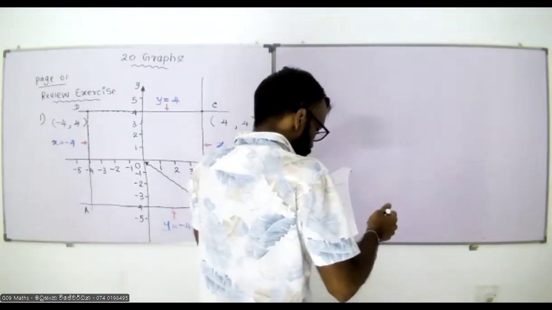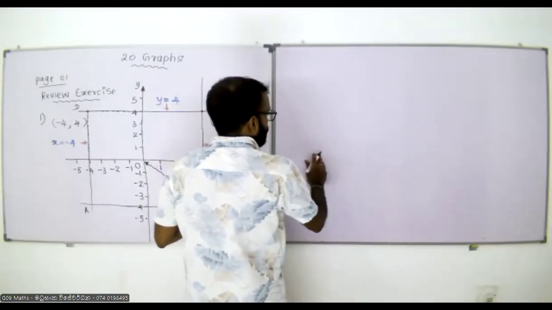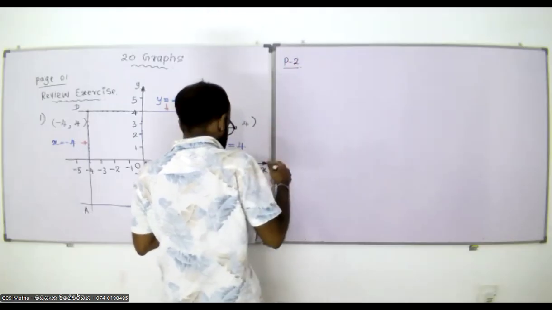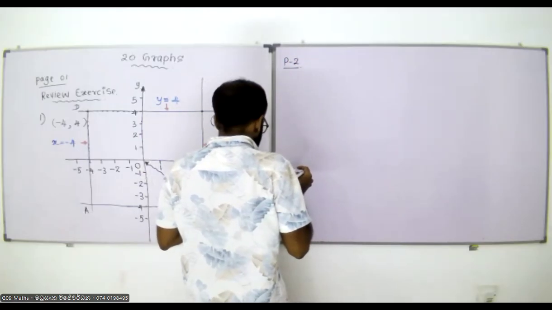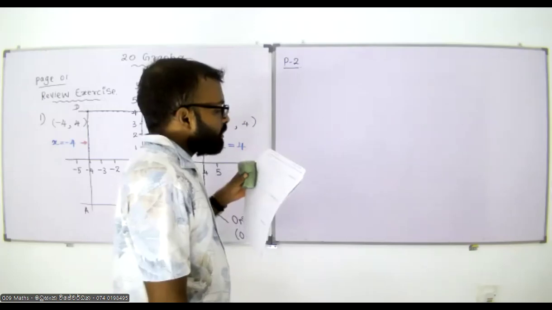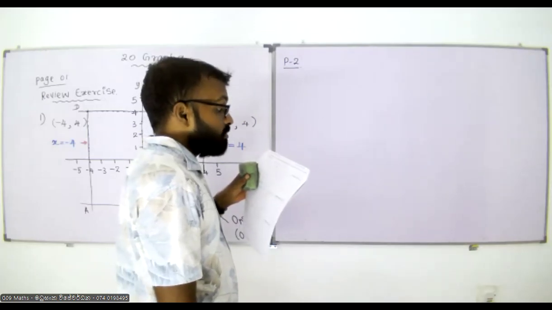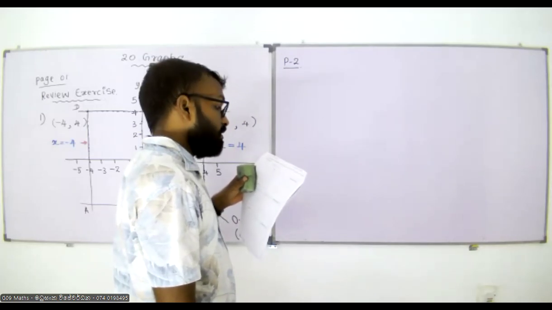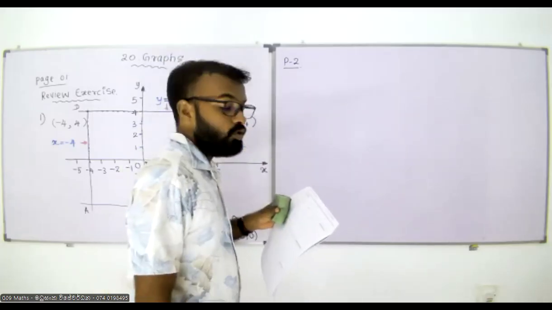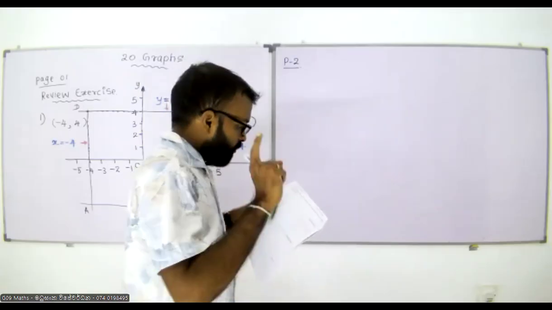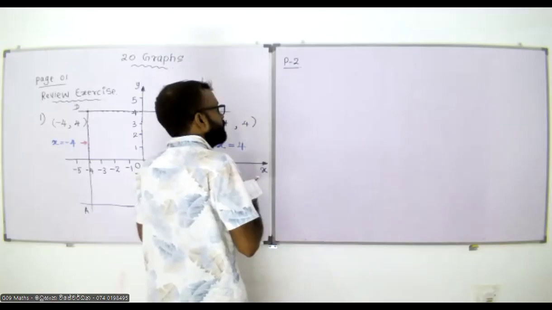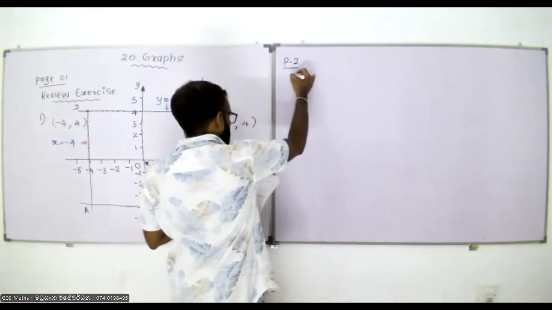Right. Come to page number 2. So it says, let us calculate the corresponding y values when x values are given and write x and y values as ordered pairs.